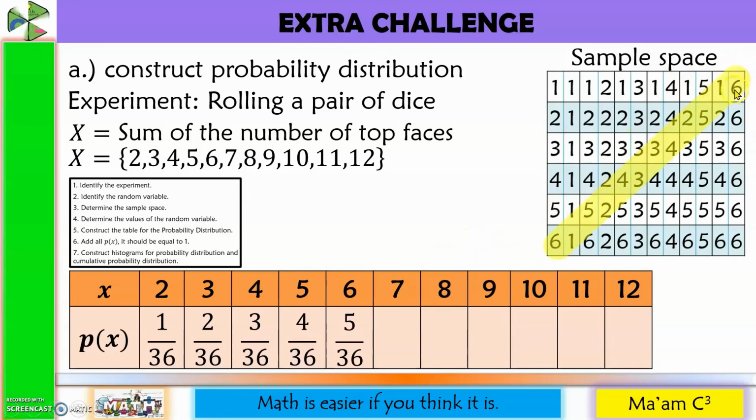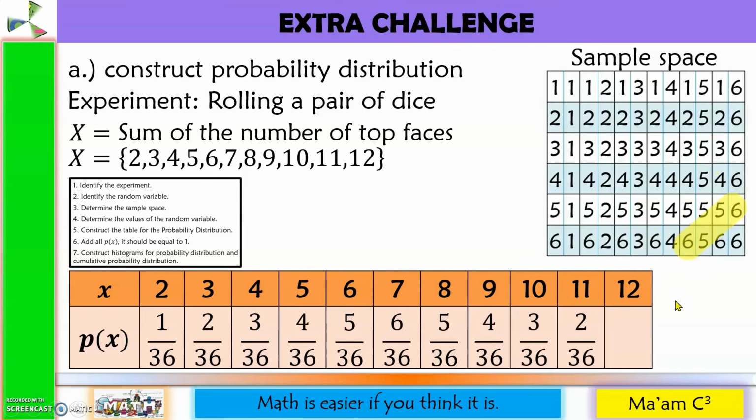Sum of 7, we have 1, 2, 3, 4, 5, 6. 6 out of 36. Sum of 8, we have 1, 2, 3, 4, 5. 5 out of 36. Sum of 9, we have 1, 2, 3, 4. 4 out of 36. Sum of 10, 1, 2, 3. 3 out of 36. Sum of 11, we have 1, 2. 2 out of 36. And for the sum of 12, we only have 1 out of 36.